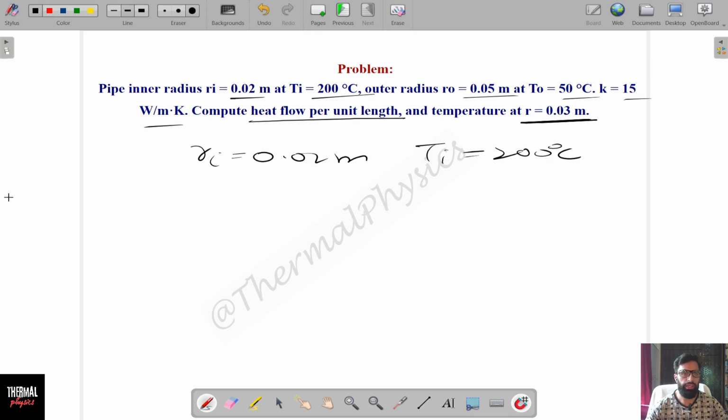So first we will solve it analytically, and then we will use COMSOL to solve the same problem to compare the solutions.